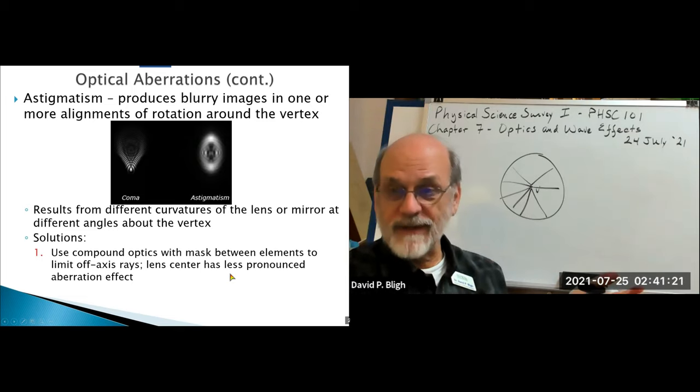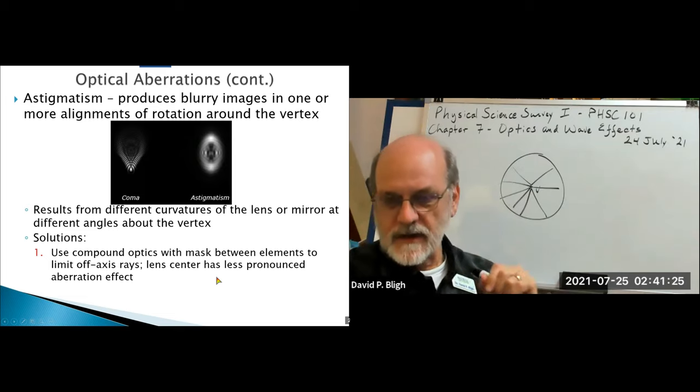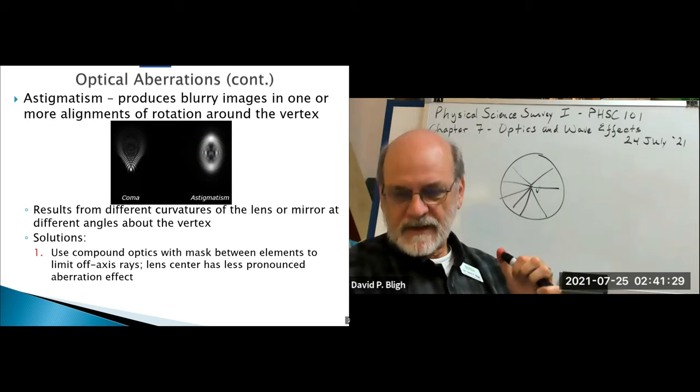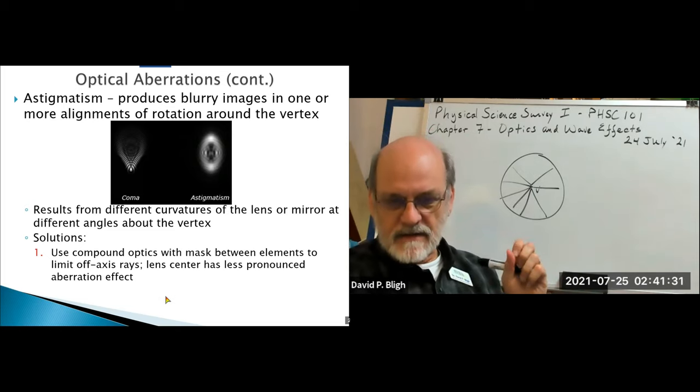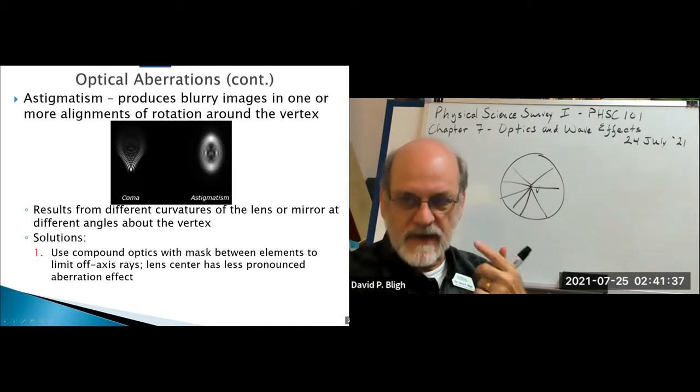You can also use compound optics, which is what we do with our corrective lenses. I have astigmatism. Most people I know have astigmatism. And the optics of my corrective lenses make allowances for that and correct the astigmatism in my lenses.